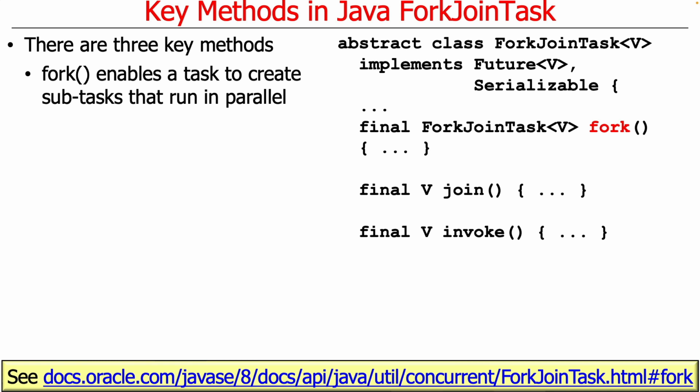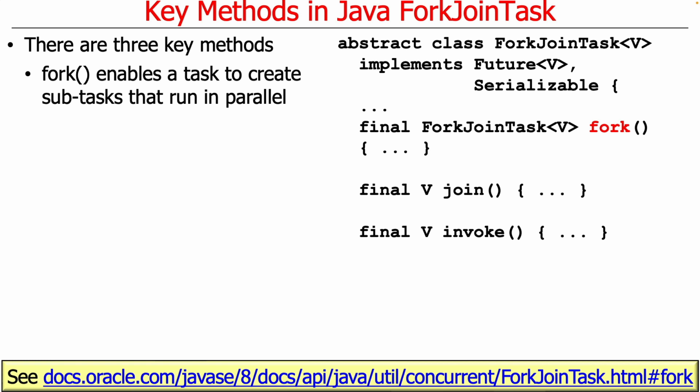There are three key methods that are defined in ForkJoinTask. These are the ones that actually count, that matter. You will use some of these in your implementations for the assignment. So the first one is fork. And fork is used to enable a task, which is the parent task, to create one or more subtasks that will run in parallel with either the parent task and/or the subtask. So that's what fork does.